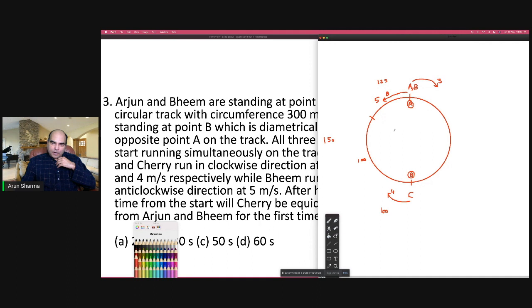And at this point, if you look at Arjun, in 25 seconds Arjun is going to be 75 from this point. So it is 75 from here, and Cherry is 50 from point A. So this is not going to give me an answer, because the distance between Cherry and Bhim is 75, whereas between Arjun and Cherry the distance is 125. So 25 is not giving me the answer.